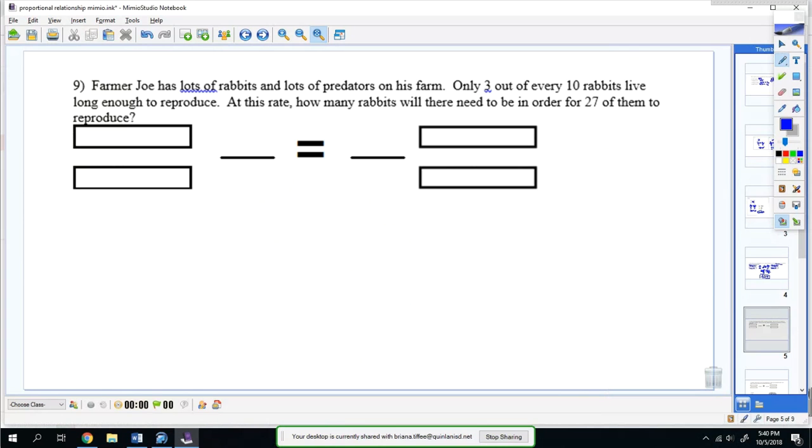Hey, number 9. Farmer Joe has lots of rabbits and lots of predators on his farm. Only 3 out of every 10 rabbits live long enough to reproduce. At this rate, how many rabbits will there need to be in order for 27 of them to reproduce? So I'm going to do 3 out of 10. So I'm going to write bunnies, and I'm going to write total. I can't use that in my labels.